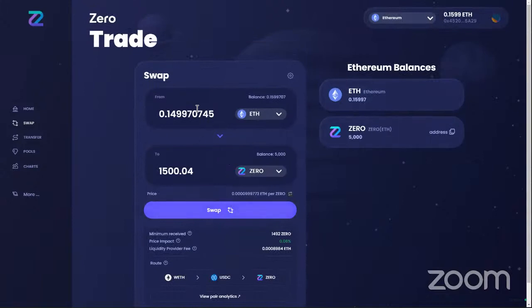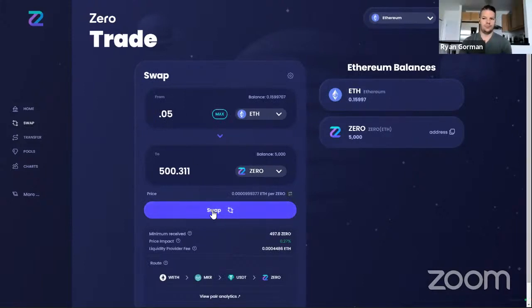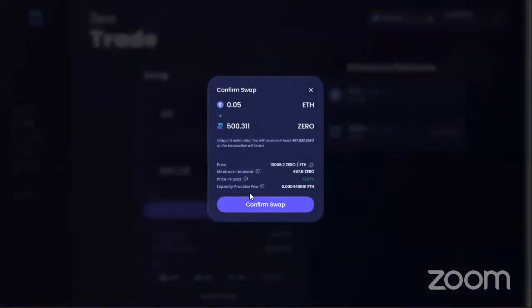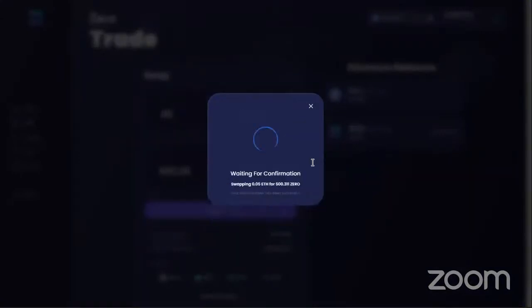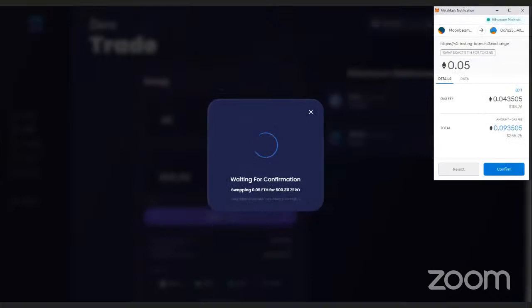You know what? I'm going to do it for the purpose of the demo. I'm doing it. So we'll do 500 more Zero. We're going to do swap. We're going to confirm the swap. I have already approved this. Otherwise, an approval would come up. It's for the users.